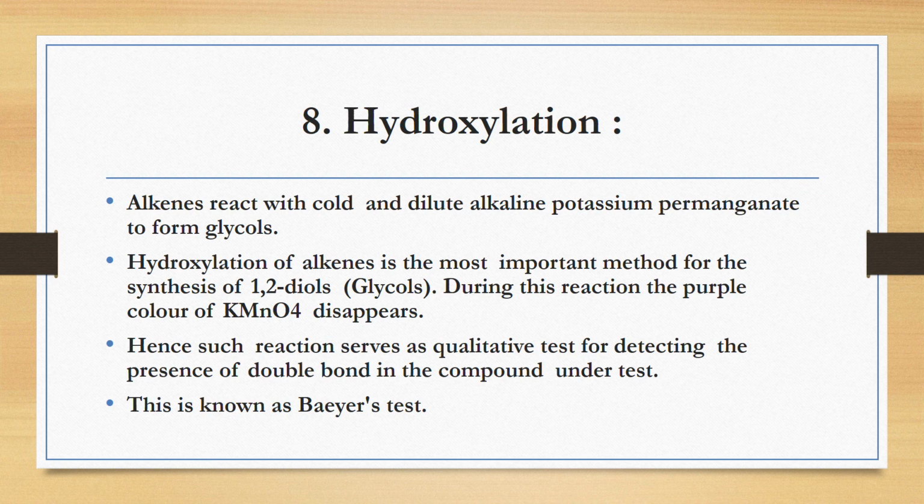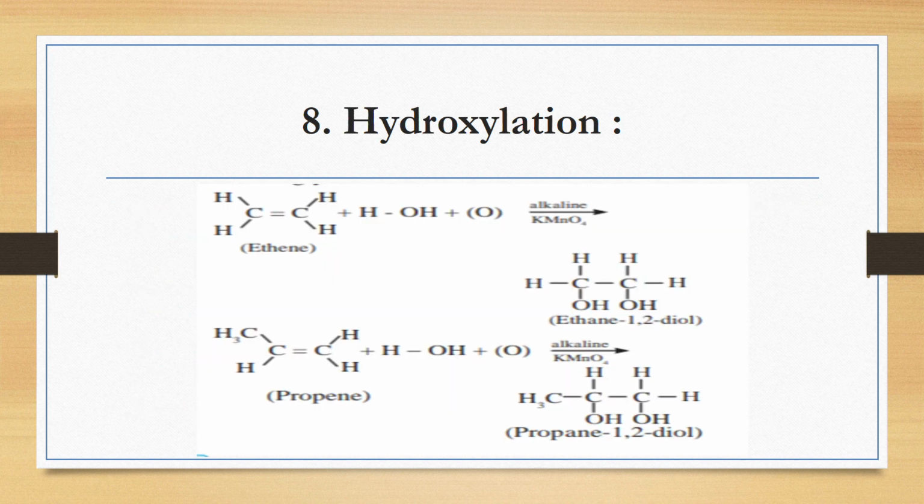During this reaction, the purple color of KMnO4 disappears. Hence, such reactions serve as a qualitative test for detecting the presence of a double bond in the compound under test. This test is known as Baeyer's test. So see how it is taking place.